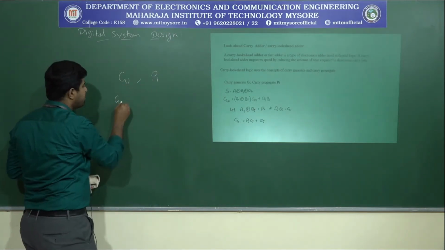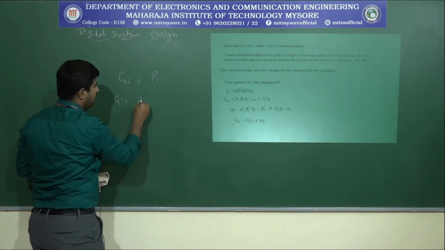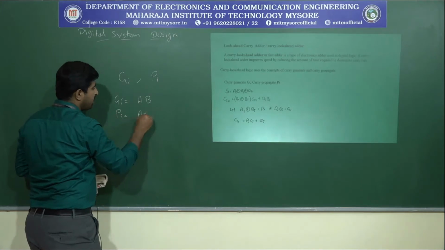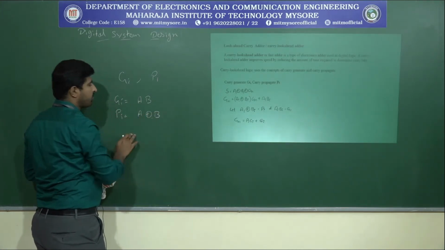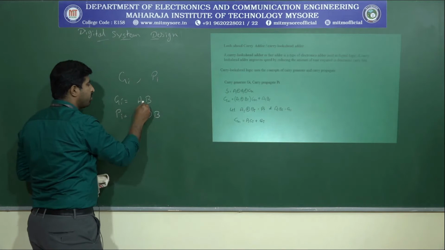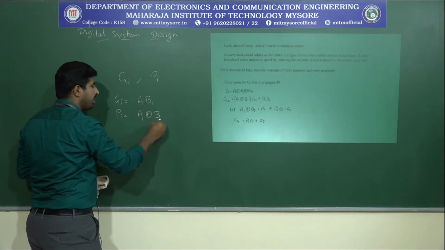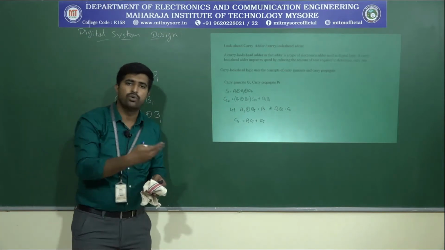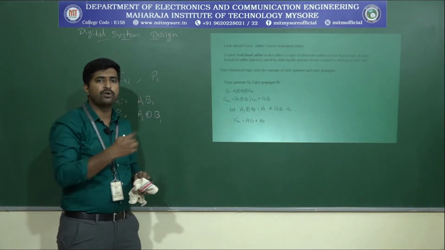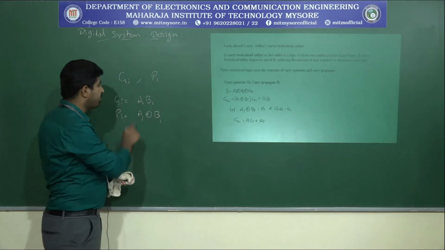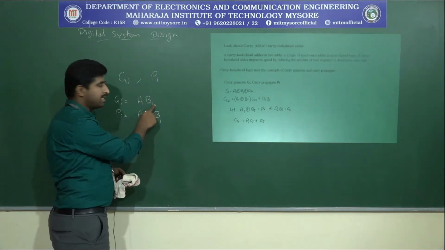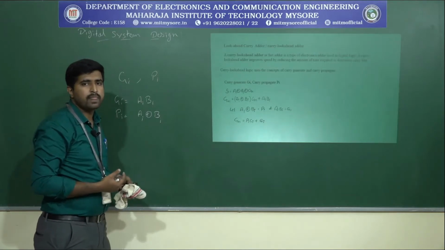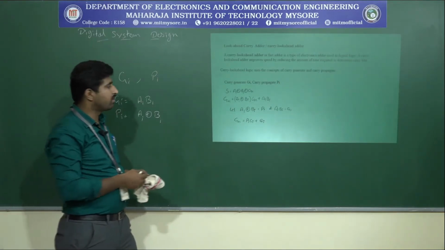We consider Gi equals A into B, where Pi corresponds to A XOR B. Here i varies with the number of bits, because we are working with n bits. For example, if you take 4 bits, i will vary from 0 to 3, that is 0, 1, 2, 3. So i varies as per the number of bits we have taken.